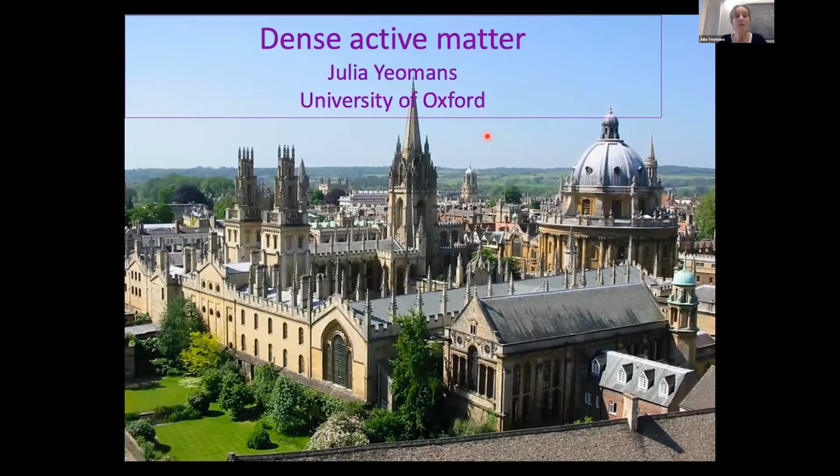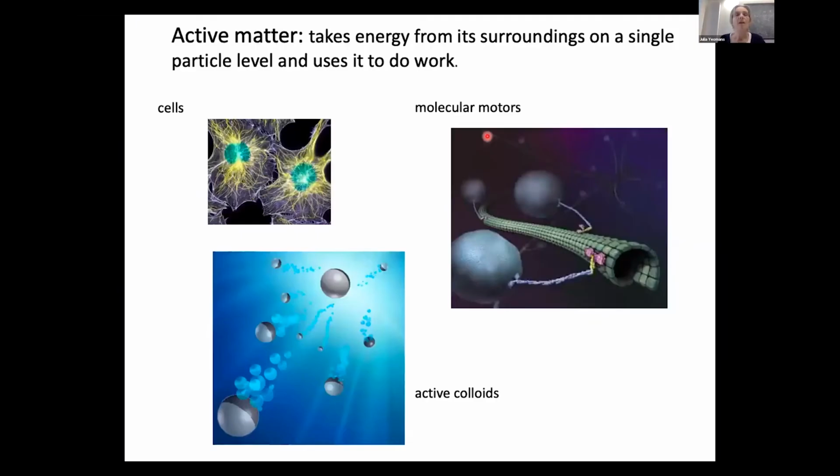So I'm going to talk about active matter, and in particular, dense active matter. Let me start by telling you what active matter is, and then give you the reasons why I think it's fun to do research on this. Active matter is material which takes energy from the surroundings as individual particles and then uses it to do work. Thinking about it a bit, that's essentially biology, because things like cells take energy from their surroundings in the form of ATP and use it to move around and to move molecules around within the cells.